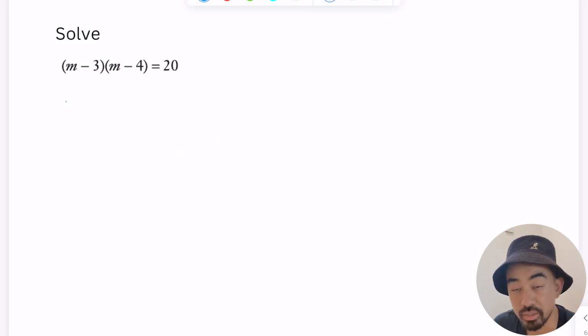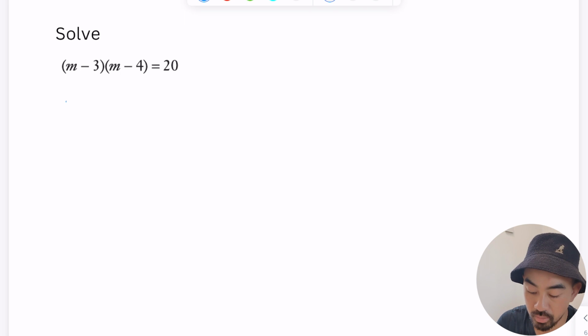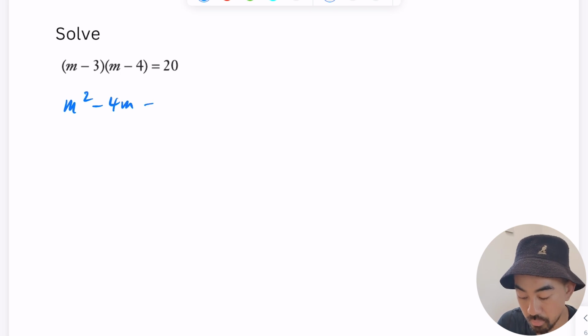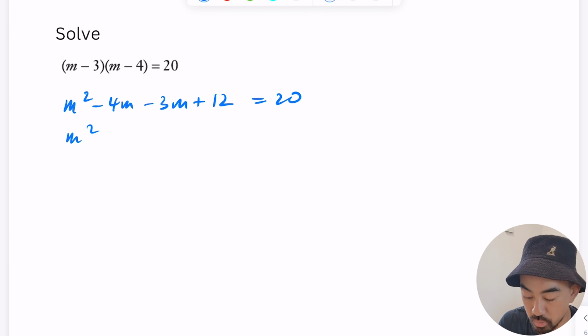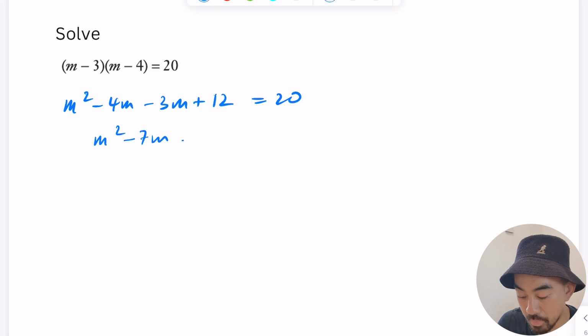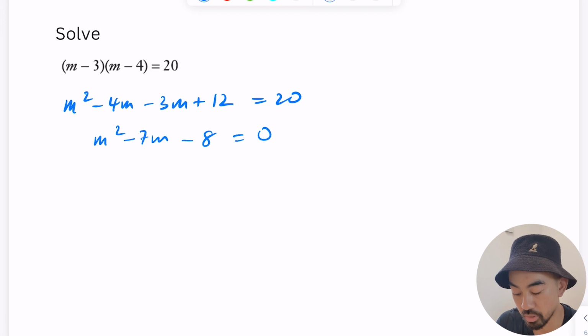So here's an example where we've got things already factorized on the left-hand side, as you can see, but also we've got 20 on the other side, which isn't what we need to solve by factorizing. Because remember, we need one side equals 0. So expanding this out, you'll get m squared minus 4m minus 3m plus 12 is equal to 20. Bring the 20 to the other side. M squared minus 7m minus 8, because 12 minus 20 is minus 8, equals 0.